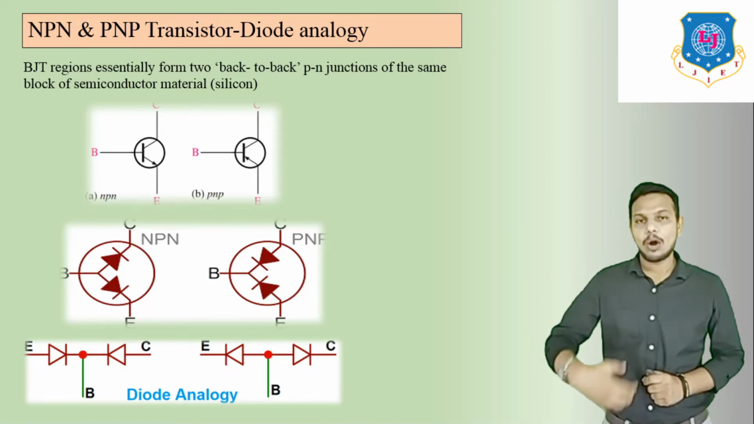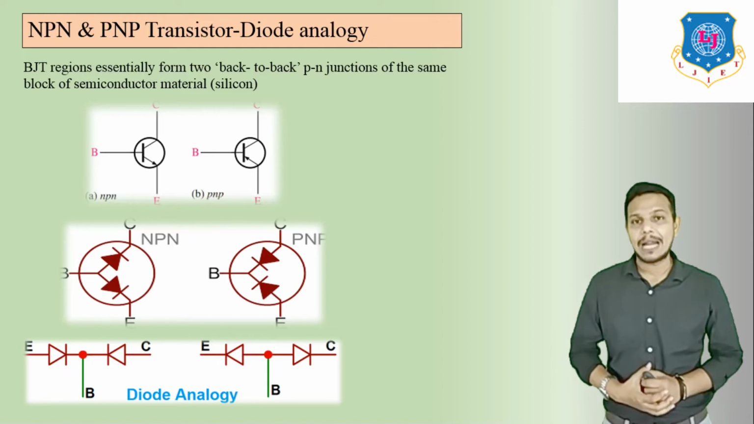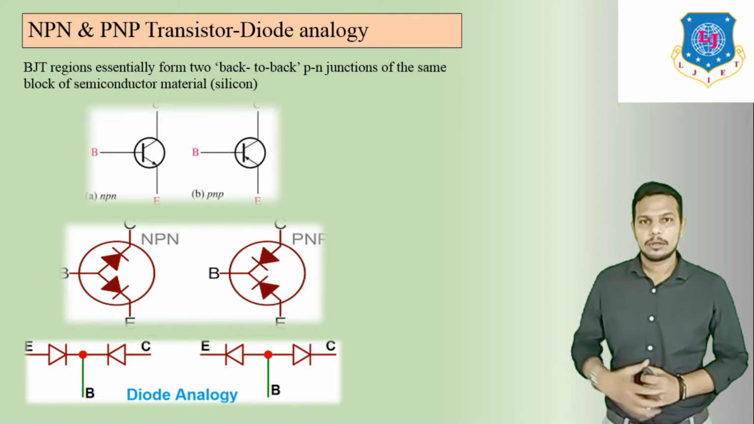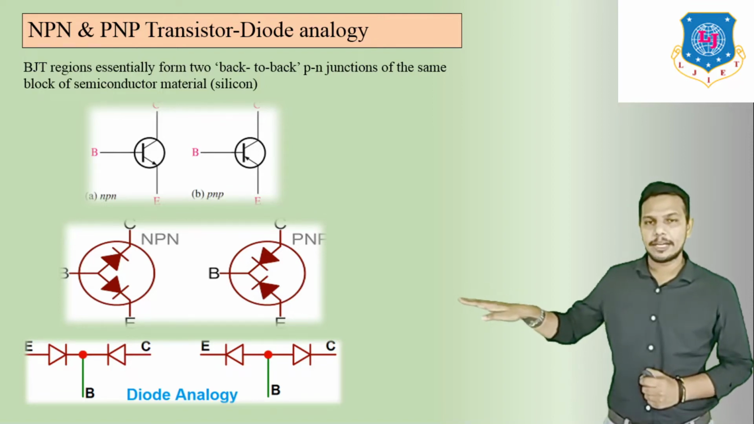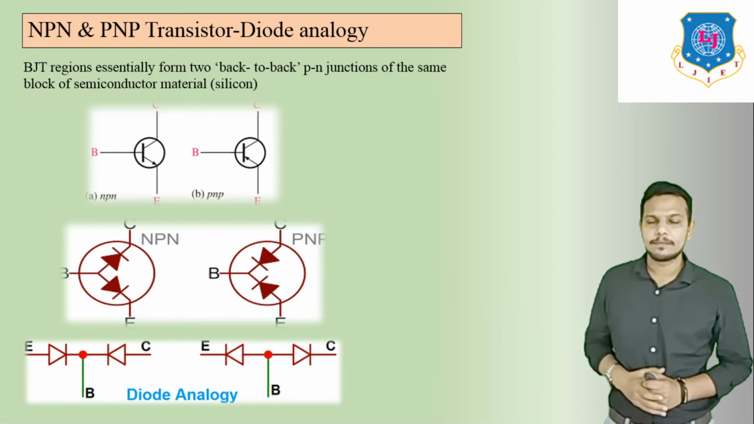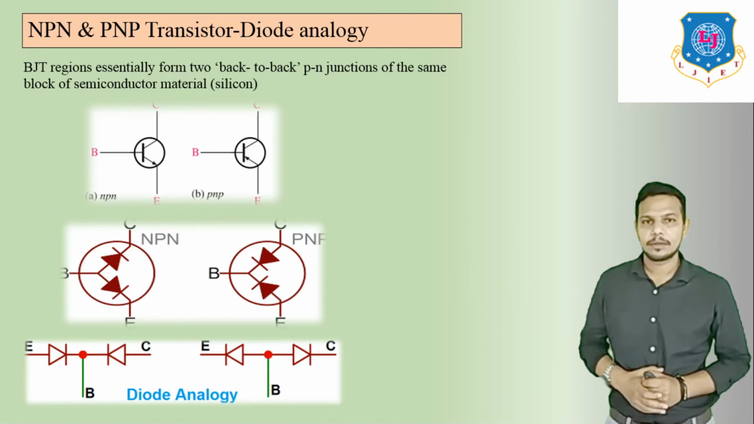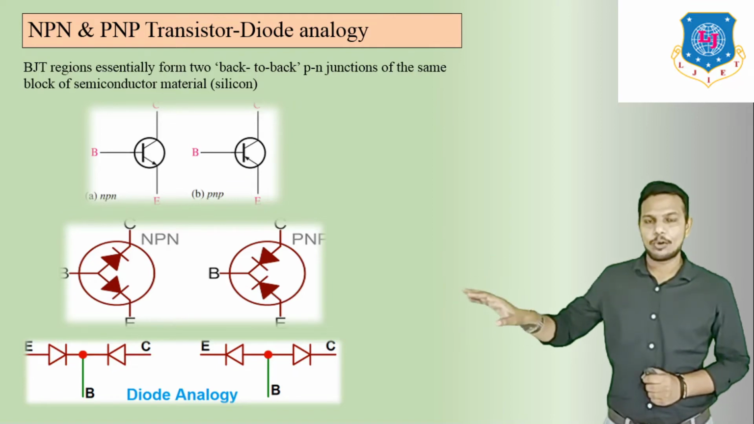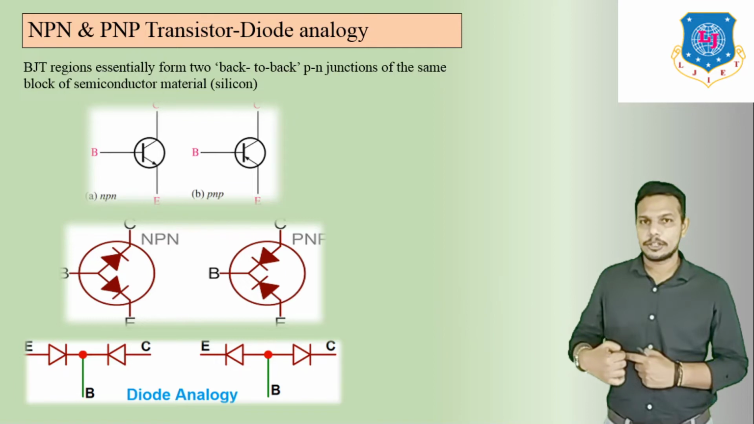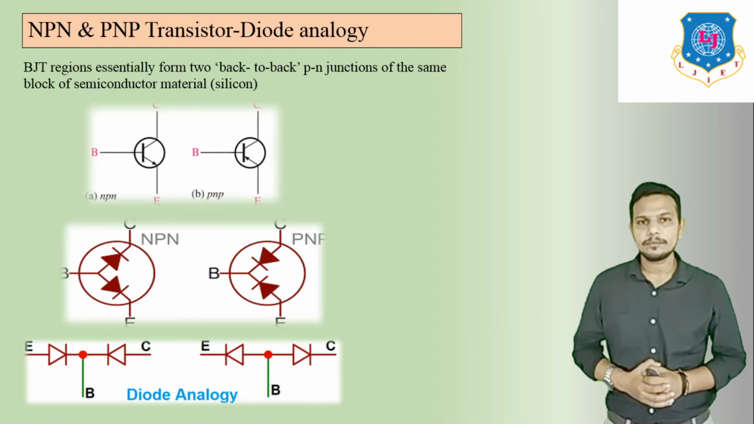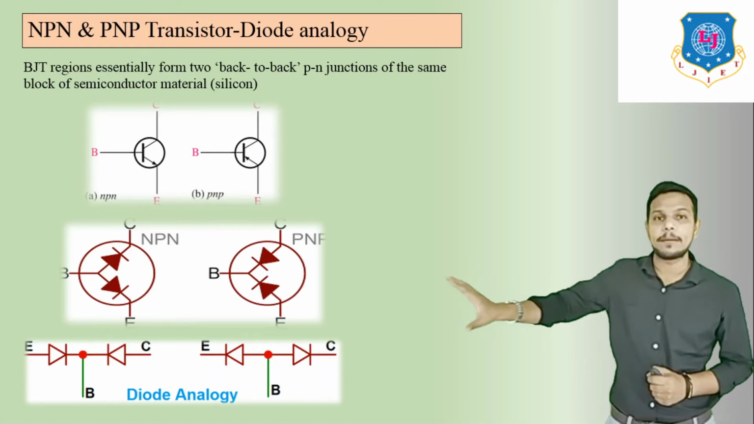Now how can we make this transistor with the help of diodes? We have to put back-to-back diodes in this form. If it is an NPN, the diodes are in opposite directions in this manner, so it becomes NPN. In this symbol, this is the PNP: the diodes are in the same direction, so it means PNP. So here we can see this is the NPN and PNP.